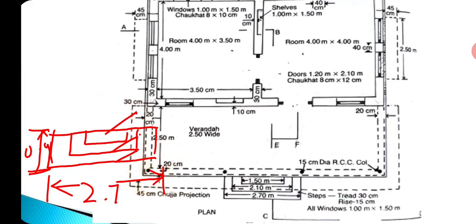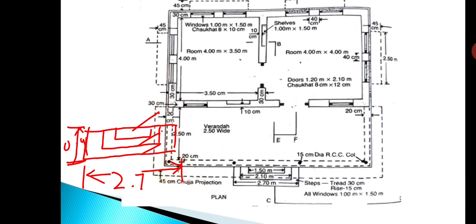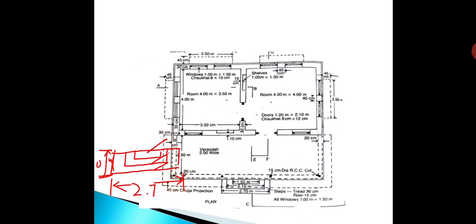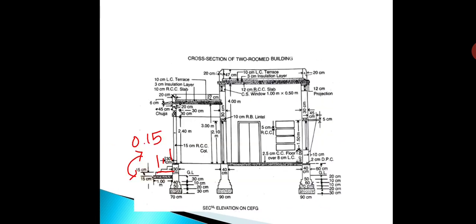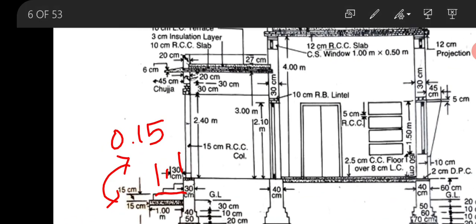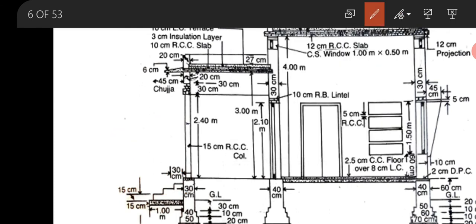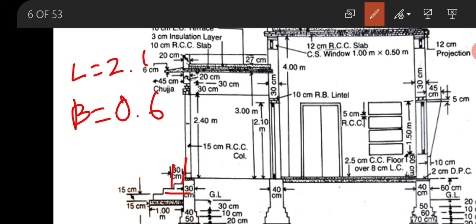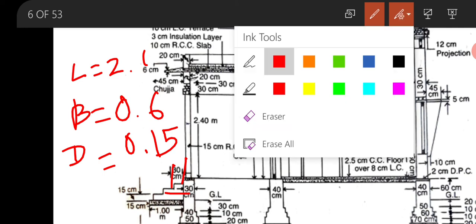Similarly for second step, see here, the length becomes 2.1. And what about the width? You can see the width from this. This is the width of the second step. Clear? So this is equal to how much? 30, 30, that is 0.6. First step 30, second step 30. Length is 2.1, breadth is 0.6, depth is 0.15. Okay. So this is for second step.